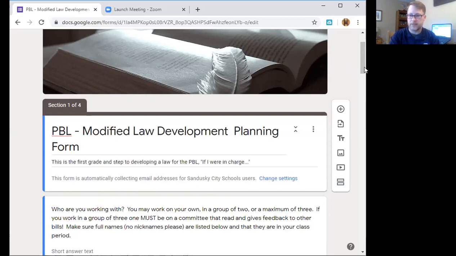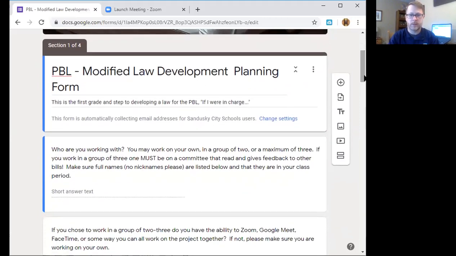Okay, it says in this first question here, who are you working with? Now, the reason that's so critical is because when this form gets turned in, I'm only going to get the email address of the person who clicked submit. You're allowed to have just one person click submit if you're working with 2 or 3 people, if it's been approved. If you have not talked to me about this, and then you just all of a sudden decide, oh, I'm going to work with these people, and I didn't approve it, I'm only going to give credit for this assignment to the person that submitted it.